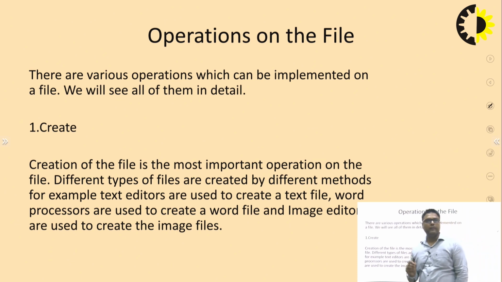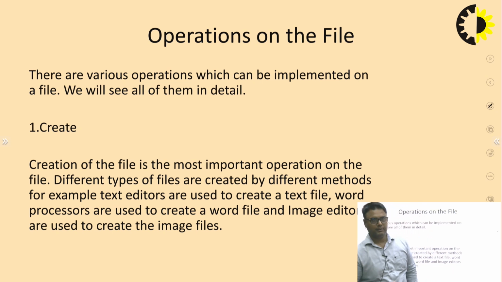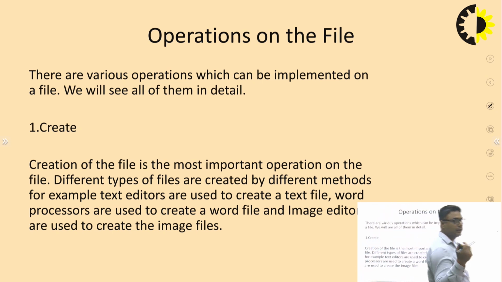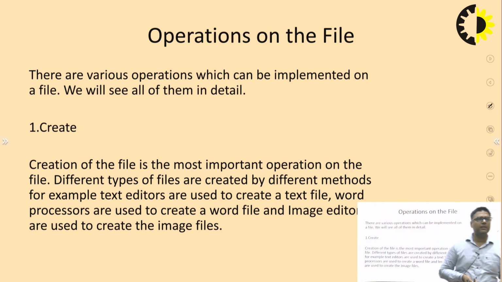Next is operations on files, meaning what operations we can perform on any file. The first is creating files. Creation of a file is the most important operation on a file. Different types of files are created by different methods. For example, a text editor is used to create a text file, a word processor is used to create a word file, and an image editor is used to create an image file.